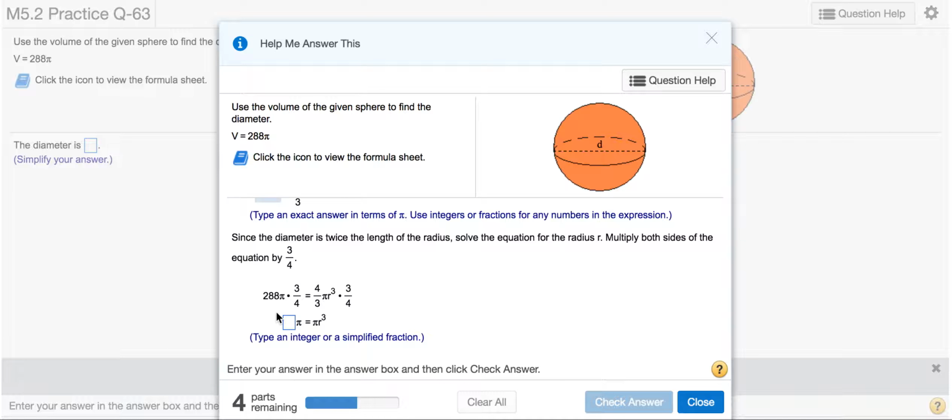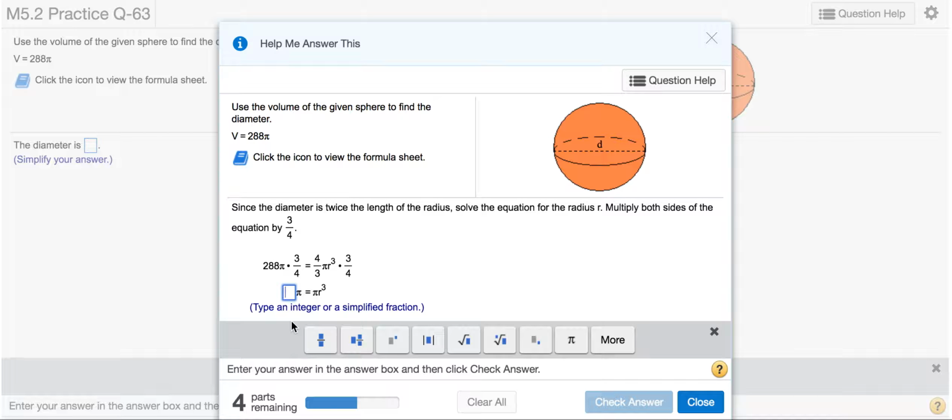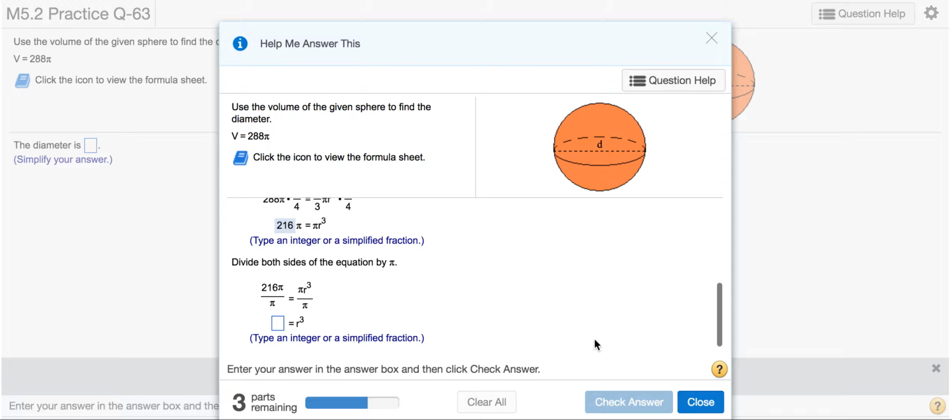So what I did in my calculator is I just took 288 times, and I know that 3/4 is the same as 0.75. It's like 75 cents. 3 of 4 quarters is 75 cents. So that's what I did in my calculator, because I use the calculator on my iPhone. So I did 288 times 0.75, and when I did that, I got 216, and pi is already there for you. So 216 pi equals pi r cubed.